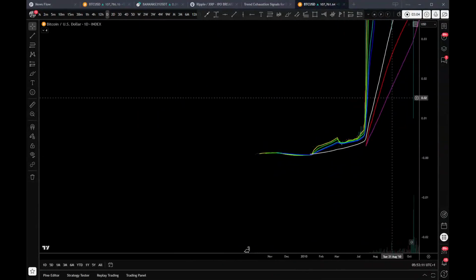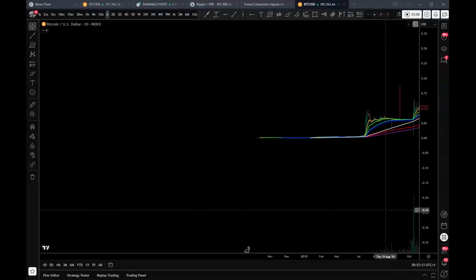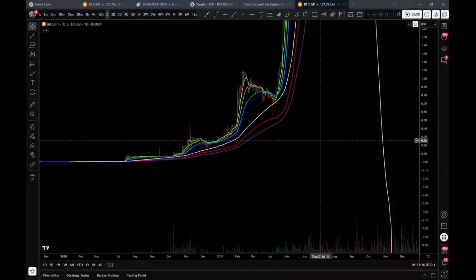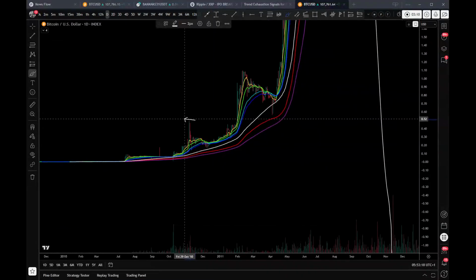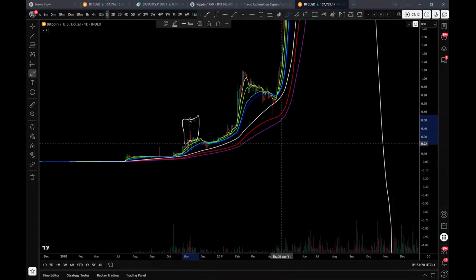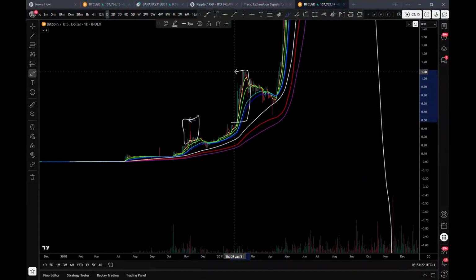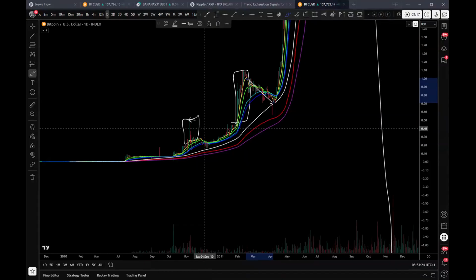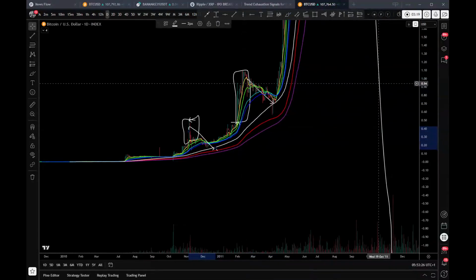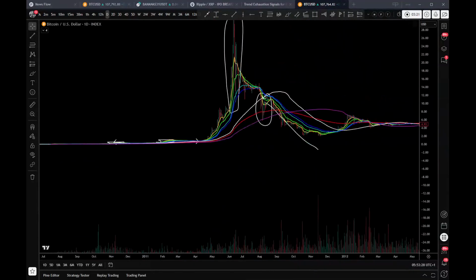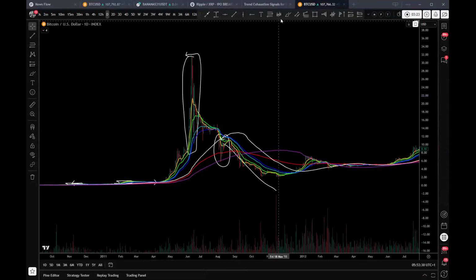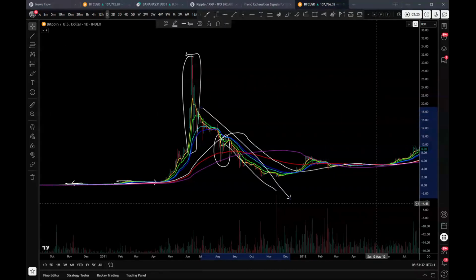I just want to go in here just to be sure. Yeah, it just started there, there's nothing there. Now, things to look out for: parabolic advance. Parabolic advance means pullback. All right, let's check them all. Parabolic advance, I've already marked it there, and then that's the top, and there's a pullback.